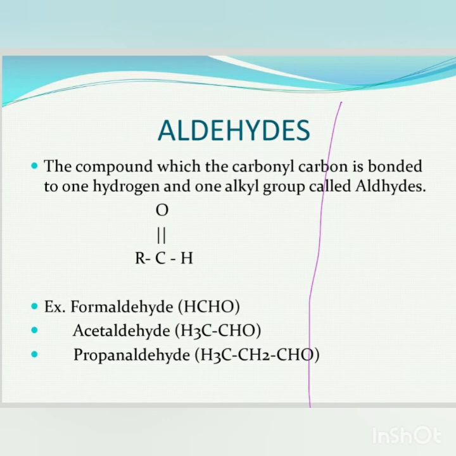For example, formaldehyde is the derivative of methane. In methane we have one carbon and four hydrogens, and in formaldehyde we have one carbon, two hydrogens and one oxygen atom. So, two hydrogen atoms are replaced by one oxygen atom.